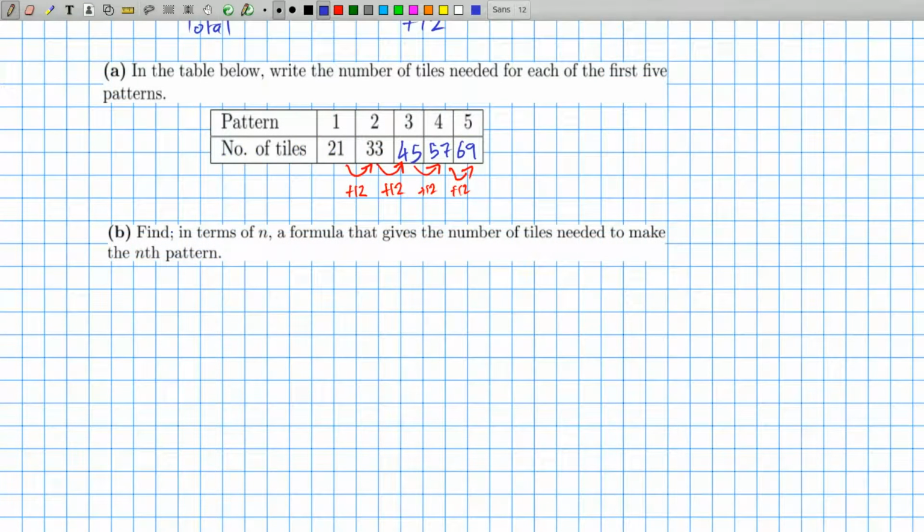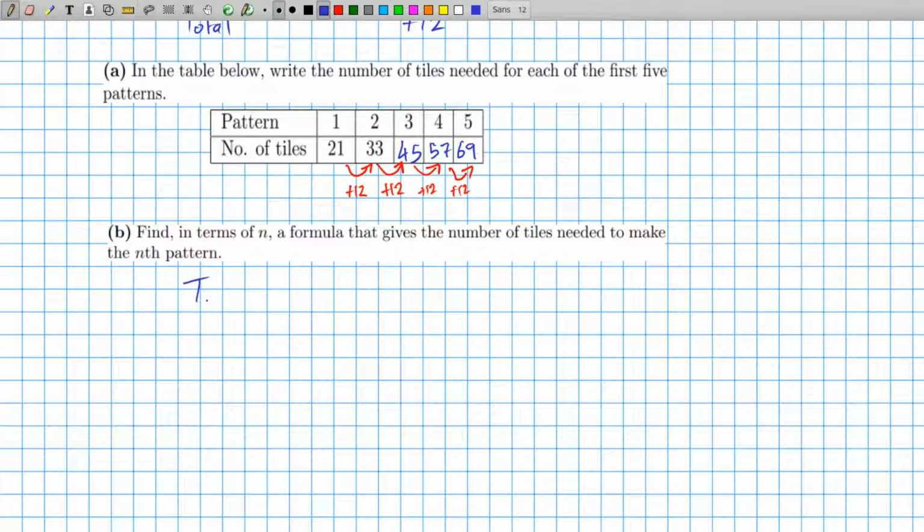In part B, we're asked to find, in terms of n, a formula that gives the number of tiles needed to make the nth pattern. So some random pattern down the line, how many tiles are going to be in it? Well, since we're adding on the same number of tiles each time, we've determined that we're adding on 12 tiles each time. That means it's an arithmetic sequence, and there's a certain formula that goes with that.